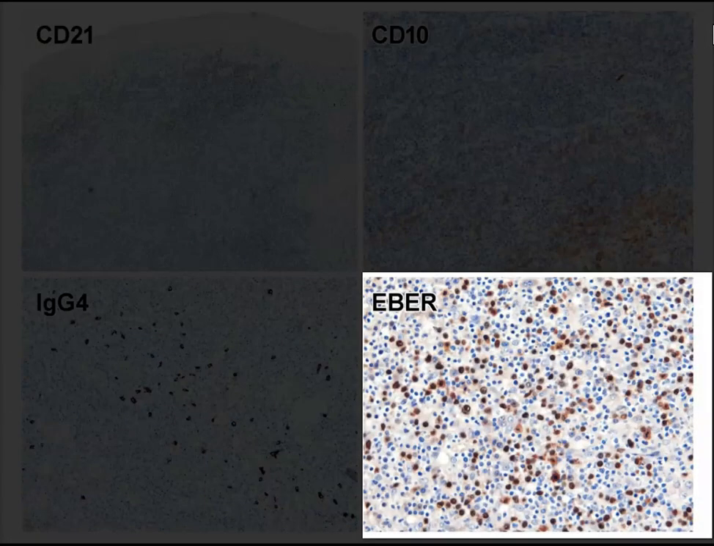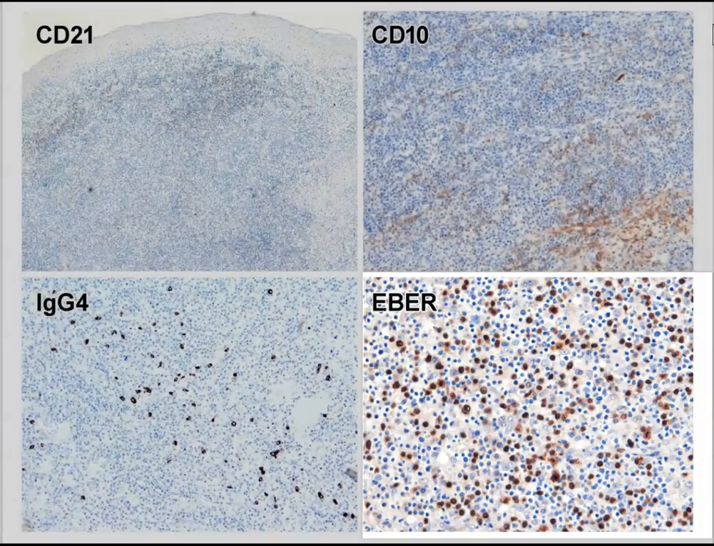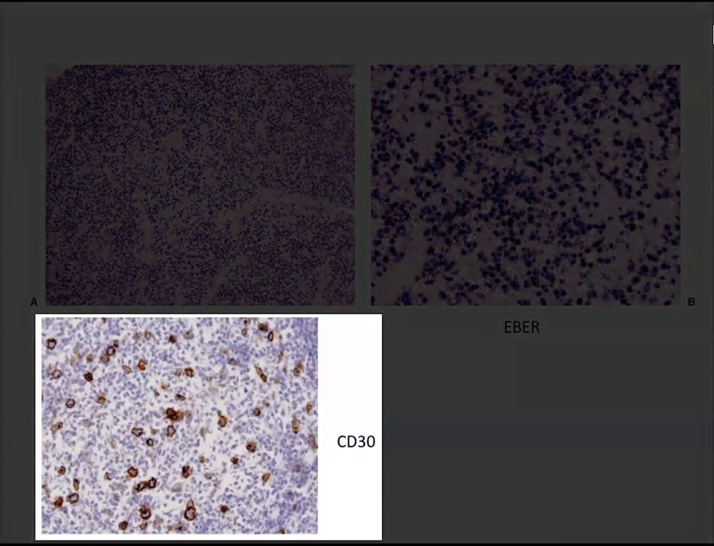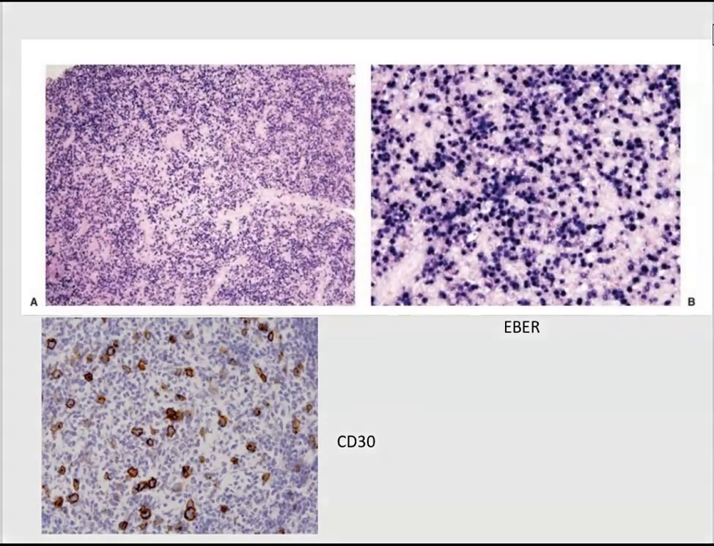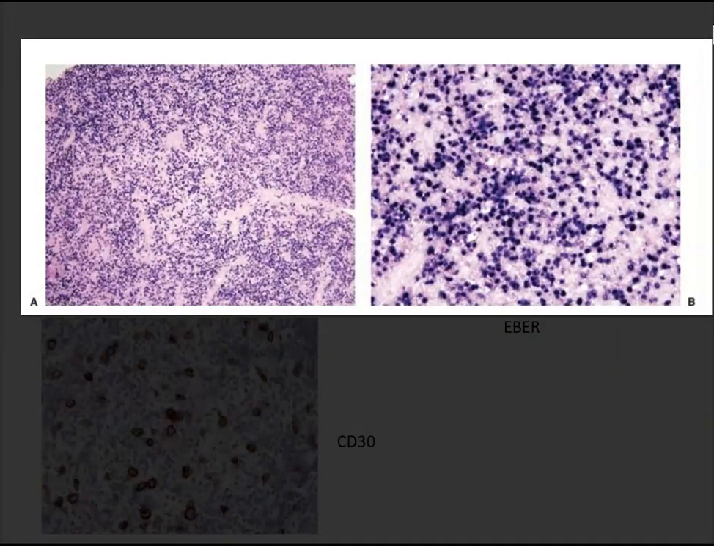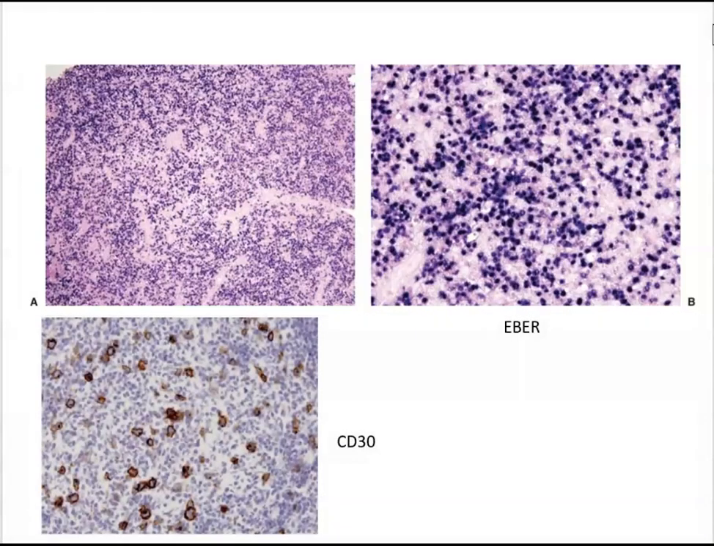In situ hybridization shows EBV expression in many lymphocytes, involving both small and large lymphocytes. The large activated lymphocytes in infectious mononucleosis, including the Reed-Sternberg-like cells, are CD30 positive. In situ hybridization shows many EBV positive lymphocytes involving both small and large cells. Now this is very different from EBV positive Hodgkin lymphoma, where only the large neoplastic lymphocytes are EBV positive.